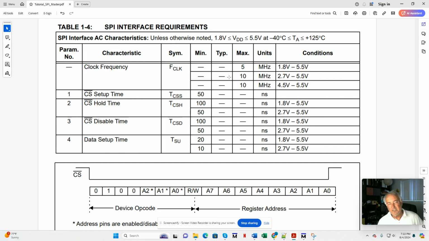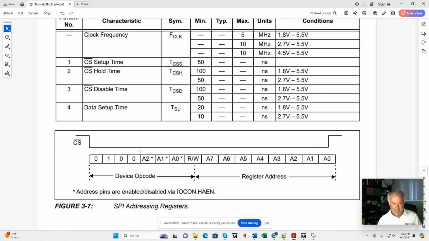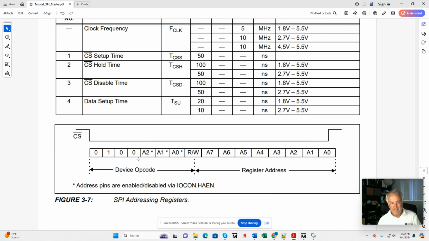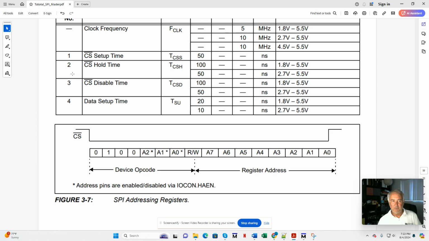so let's just say we're going to run this guy with 3.3 volts. So we can use the 10 megahertz as the maximum S clock frequency. And let's skip this for now. We'll come back to that. But we've already done the math, so we know that S clock delay is set to 4 to get an S clock frequency of 10 megahertz. It's a mode 0 peripheral. We saw that in the waveform. And then let's come back to this.